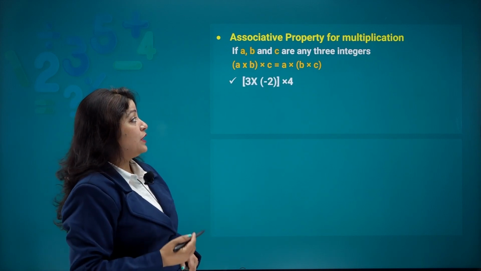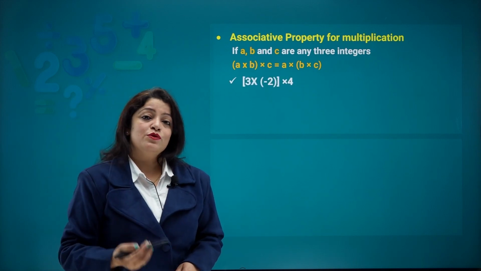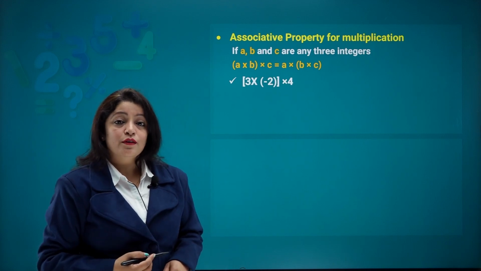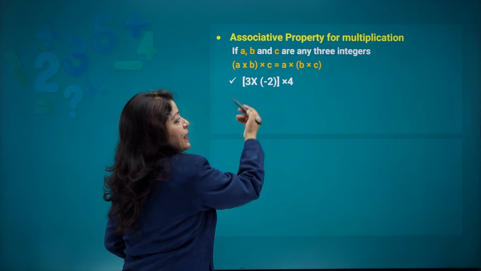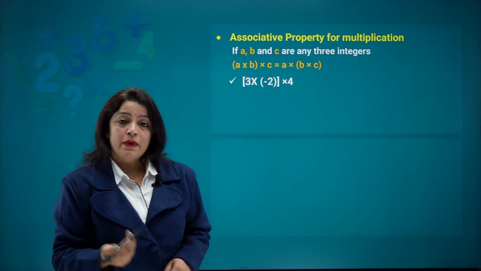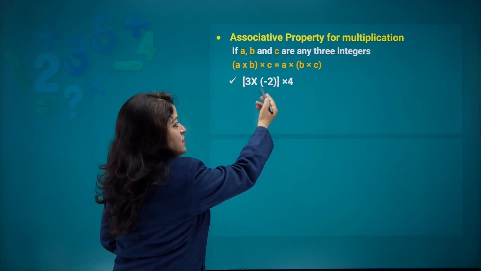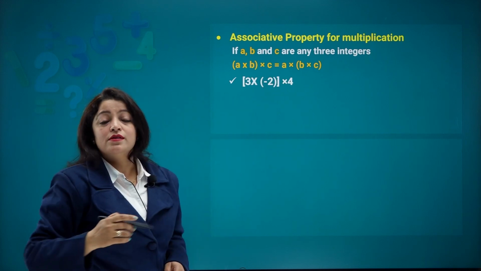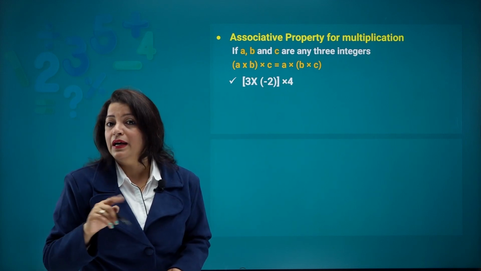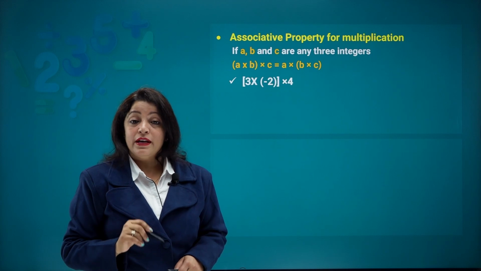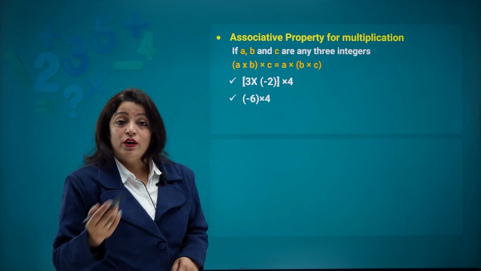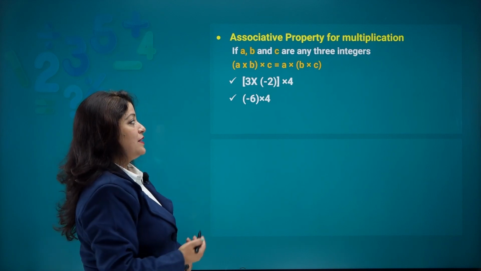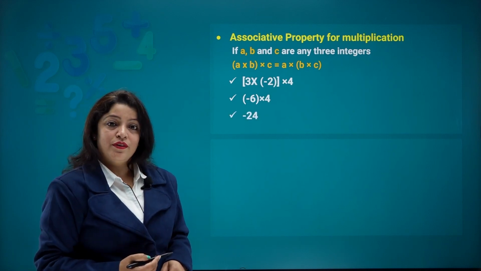Suppose if I give you 3 times minus 2 times 4. So what you get here? First we will multiply this because this is a big bracket. So we will solve the big bracket first of all. So 3 times minus 2 will be 3 2s are 6 with a negative sign because there is only one negative sign getting multiplied. Odd number of negative signs are here. So minus 6 times 4. And what is minus 6 times 4? The result is minus 24.